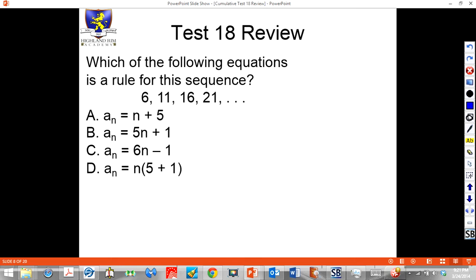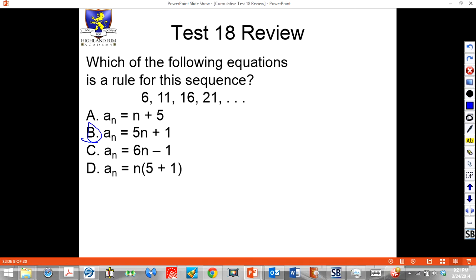So basically what we're looking at is each term is multiplied by 5 to give you the results. So it's 5 times n. So a sub n is 5n, but that would just be 5, 10, 15, 20. So we have an offset of 1. So it's 5n plus 1, or a sub n is equal to 5n plus 1, which is b in this case.